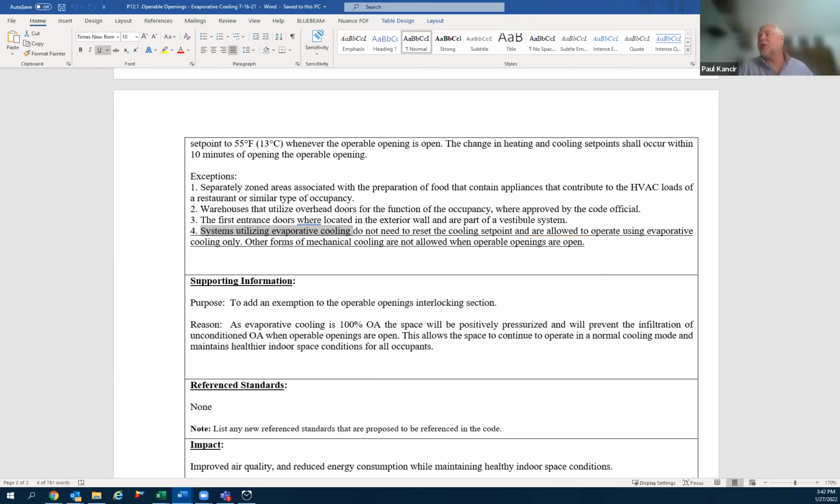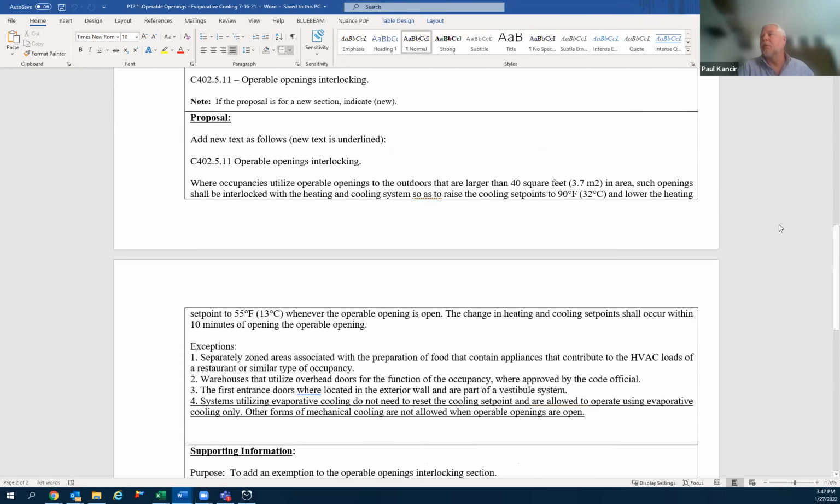I just had a quick question about that gentleman's suggestion about augmenting this with DX cooling. Isn't the intent of this to stop mechanical cooling when those doors are open, period? That's the intent in the code, in the 2021 code currently, yes. I just think it gets a little gray if we start going to evaporative cooling and then start adding back mechanical cooling. I'm not saying there's nothing to be gained, but I think the whole point is when the door is open to have no mechanical cooling until you're over 90 degrees, right?